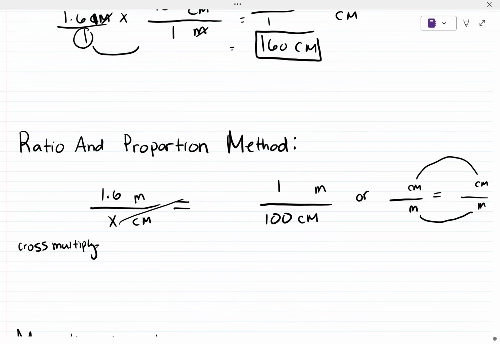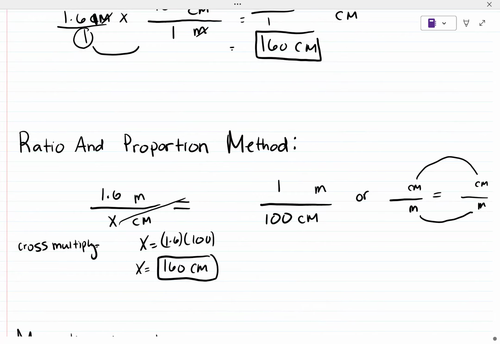Okay, so what's 1 times x? X. And then it's 1.6 times 100. Okay. And you get 160 centimeters. Right? Not too bad. I really love that method better.